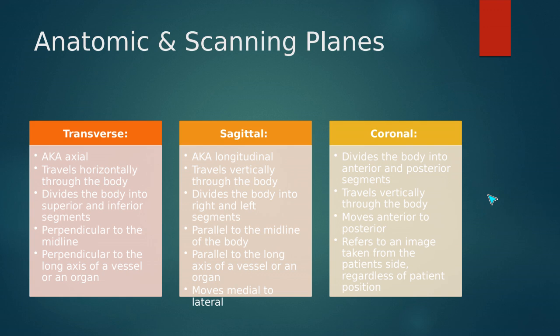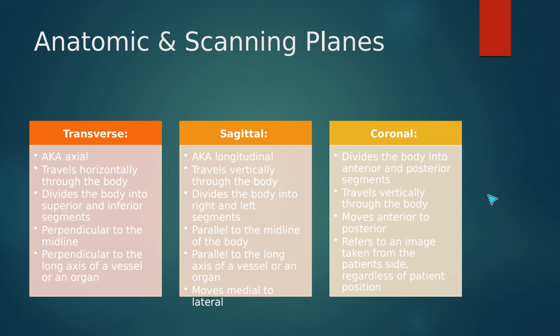Transverse is also known as axial, and it's if we were to imagine a horizontal line going right through the body and taking slices in that fashion. It's going to divide our body into superior and inferior segments. So it's going to be perpendicular to our midline and also perpendicular to the long axis of a vessel or an organ. Now, the long axis of a vessel or an organ is going to be sagittal. So sagittal and transverse are perpendicular to each other.